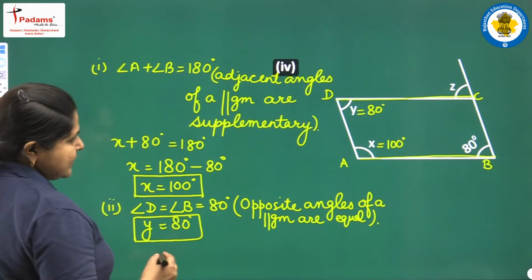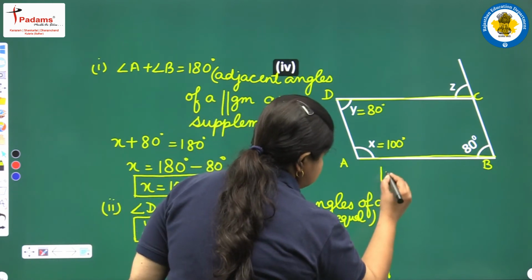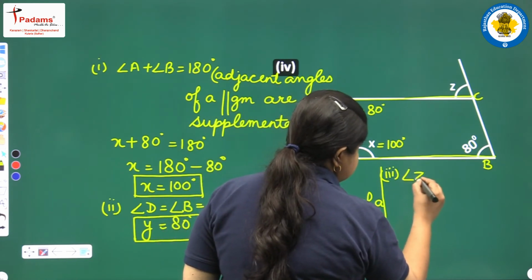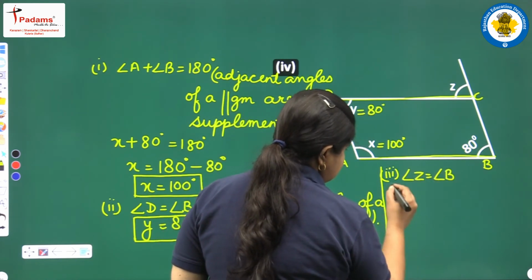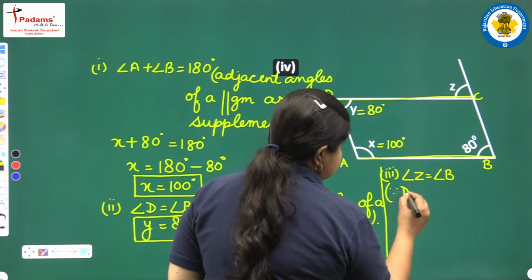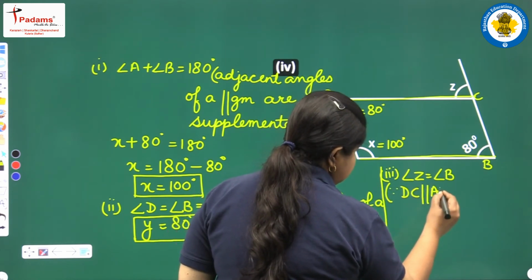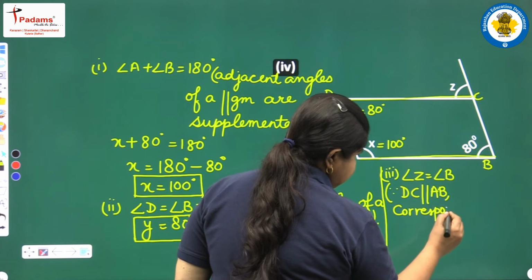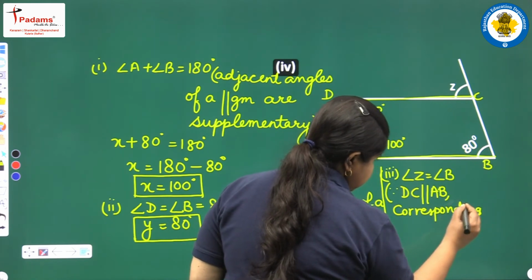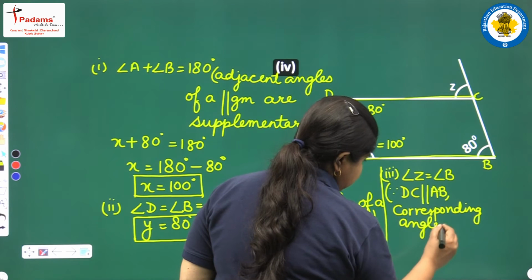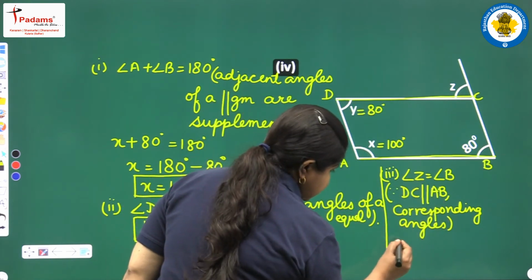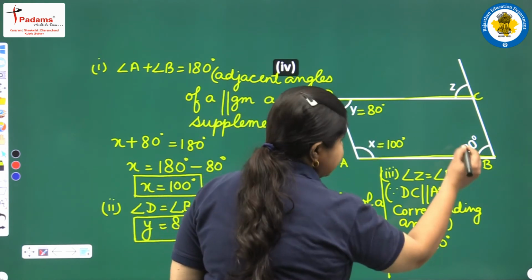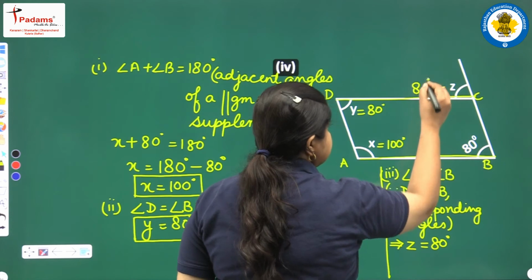So what we can write here is the third part, which is Z. We can write angle Z is equal to angle B. Since DC is parallel to AB and these are the corresponding angles. This means that Z is equal to 80 degree. This is 80 degree, so this will again be equal to 80 degree.